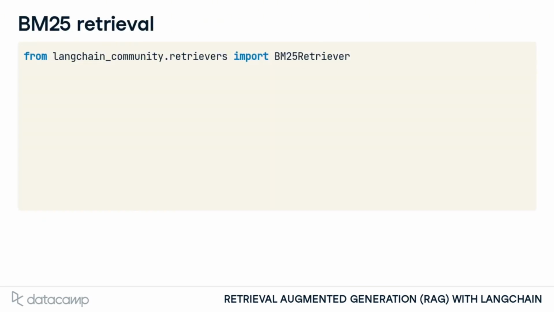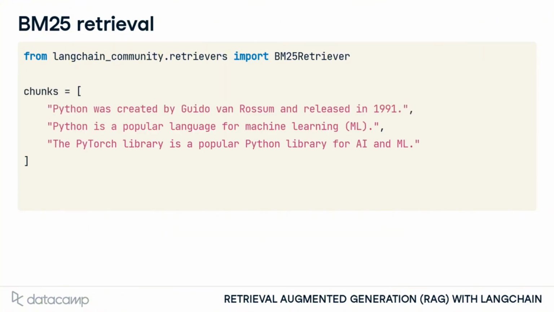The BM25 retriever class can be used to create a retriever from documents or text, just like the retrievers we have already used. Let's start with a small example of 3 statements about Python. We can use the .fromTexts method to create the retriever from these strings. The k value sets the number of items returned by the retriever when invoked.